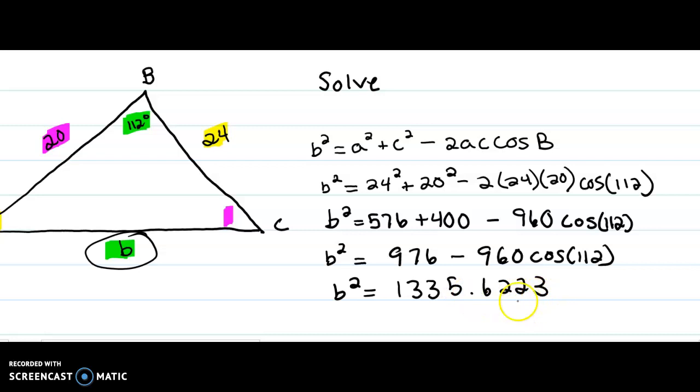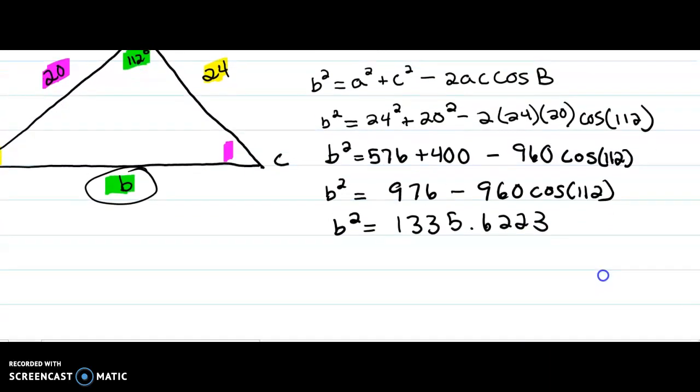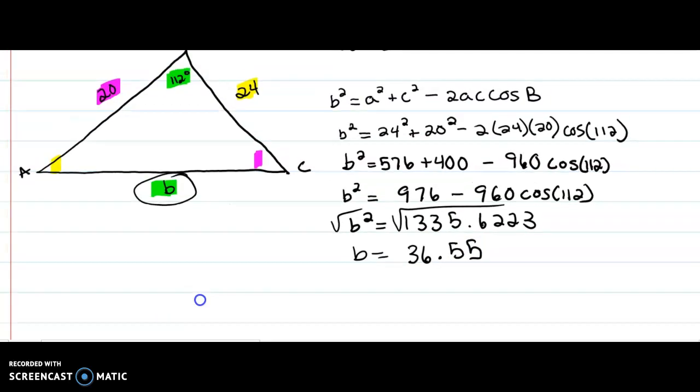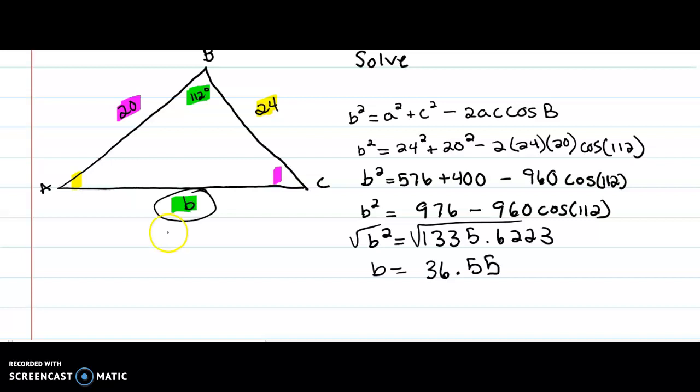1,335.6223. Now I'm rounding here in my work, but I'm keeping that whole decimal in my calculator. Okay, now I'm going to square root it. I'm going to use the whole decimal that's saved in my calculator when I square root it, so I know I get an exact answer. And I get 36.55 for little b. So then I can go over here and put 36.55.